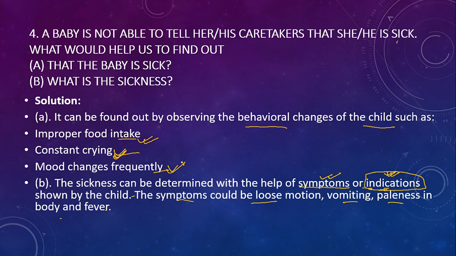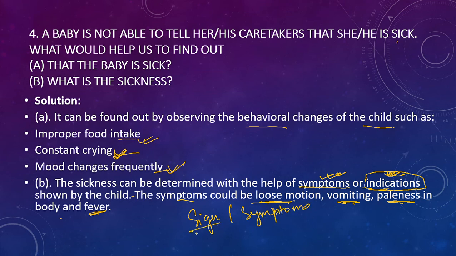Okay, now see, sickness can be determined by two things. One is the symptom and another is the indications, right? Symptoms can be like loose motion, vomiting, paleness in the body, and fever. Okay, symptom is anything that we can see, everyone can see. But sign is anything that only the person can feel. For example, sign versus symptoms.